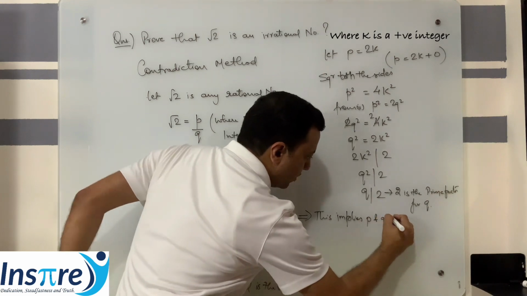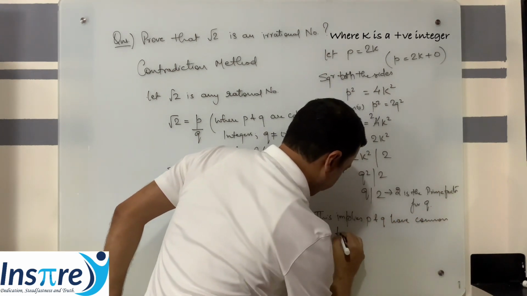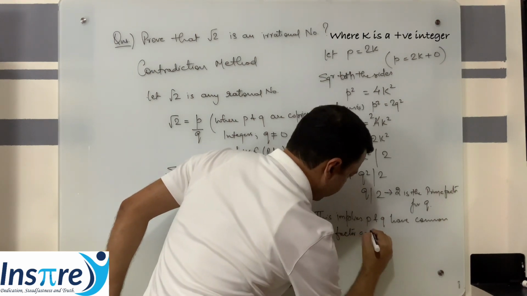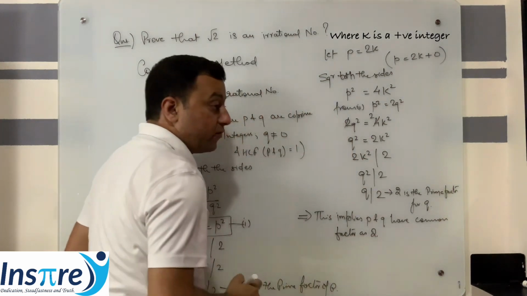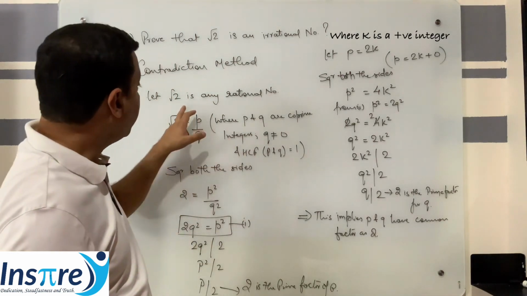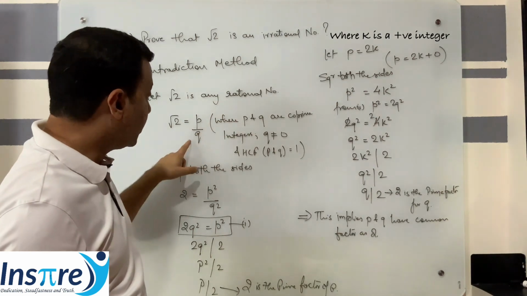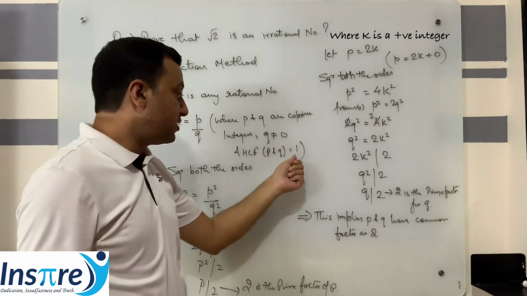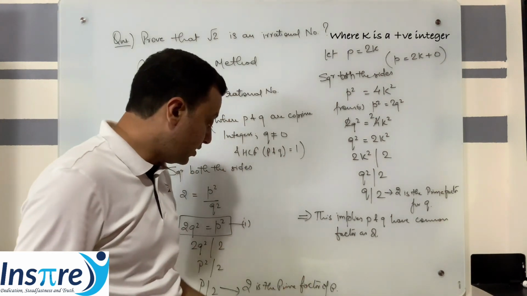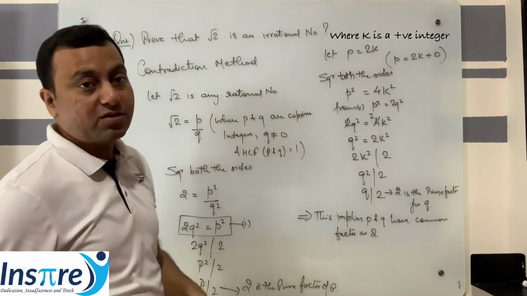Now from this and this we can say that p and q have a common factor 2, which contradicts our assumption. What did we assume? We assumed that root 2 is a rational number. If root 2 is a rational number, then p and q are co-prime and their HCF is only 1. But here we are getting another common factor, that is 2. Hence, what we assumed is contradicted.